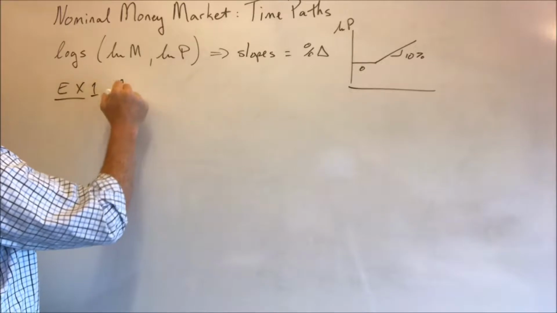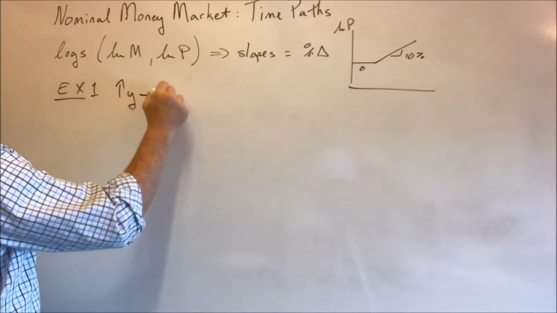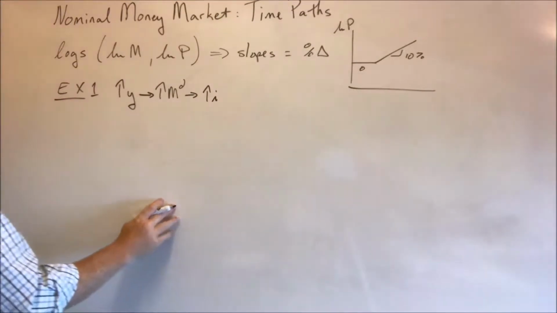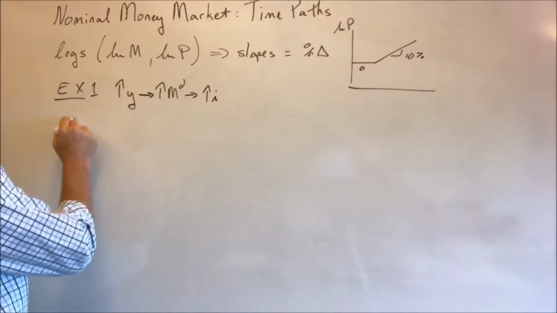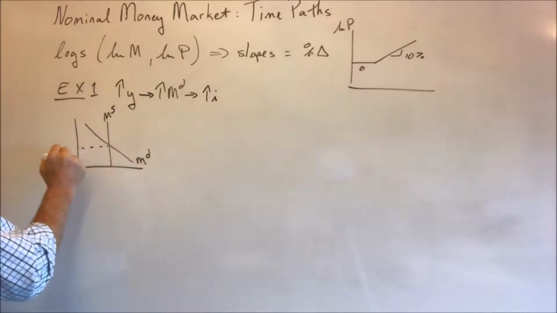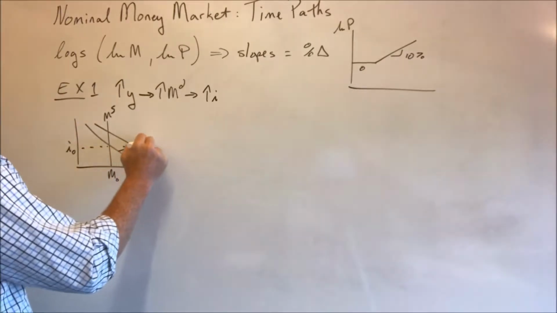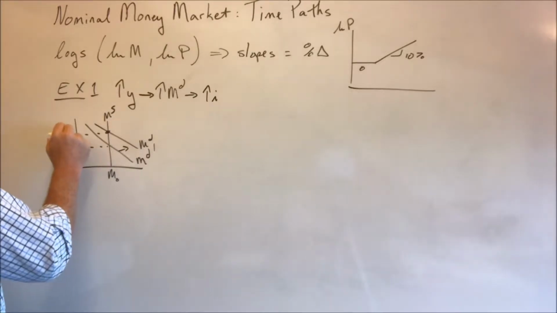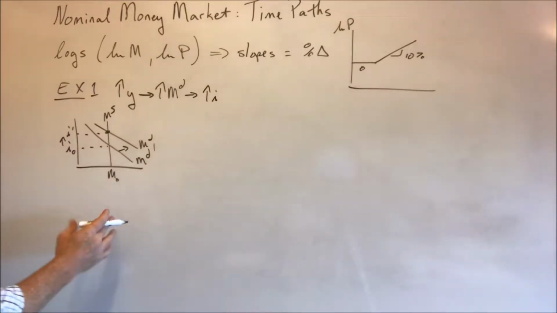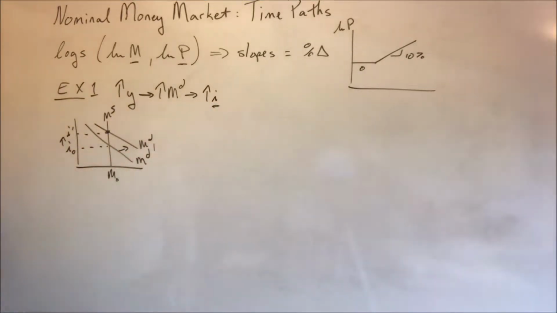Example 1 was a boom in the economy that increased the real GDP, which we know will increase the money demand, which we know from our earlier analysis will increase the interest rate. If you put that into our diagrams, we had this. Here's where we started. Money demand increased. And this pushed up the interest rate. All of this is the same thing. Now we want to draw 3 time paths: money, prices, and the interest rate.